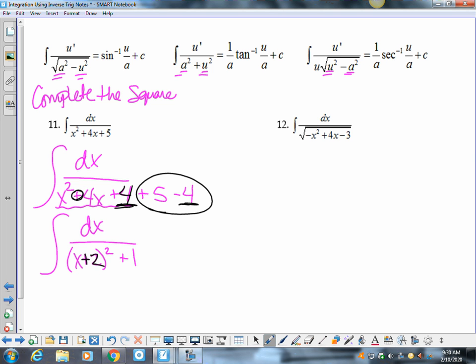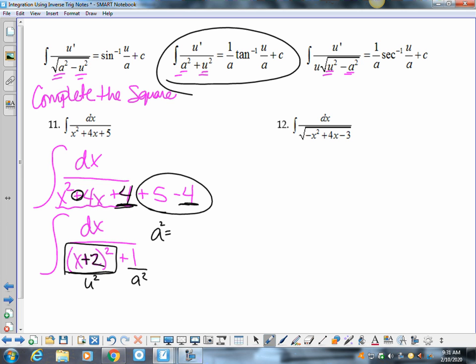So now, be careful. What's your a squared? Your a has to be your constant. Your u is your variable. So guys, this part is my u squared, and this guy is my a squared. That looks like a fraction. A squared equals 1.